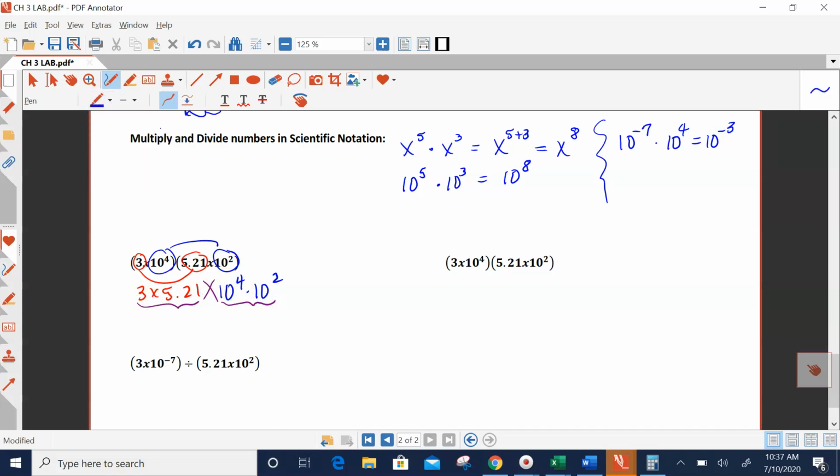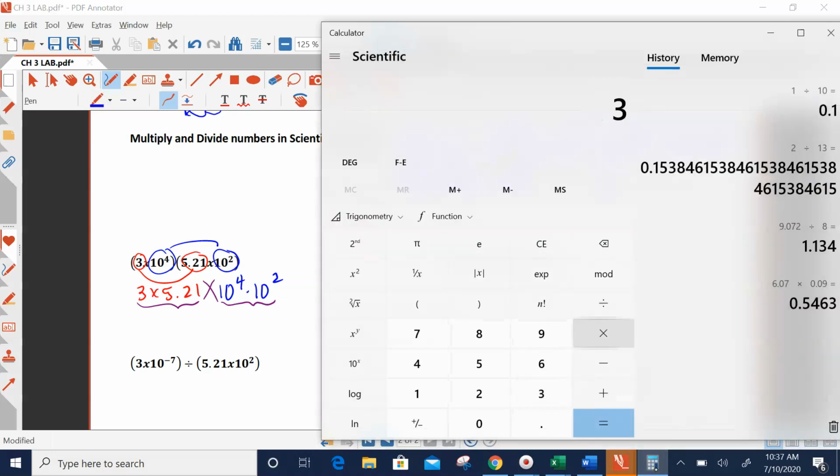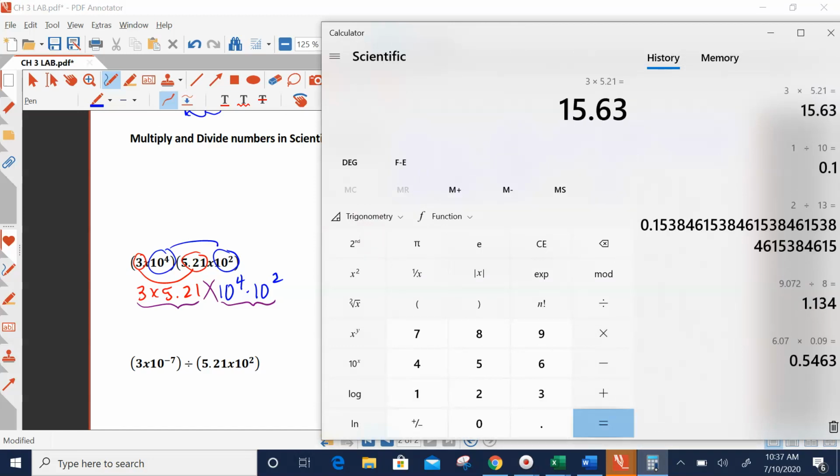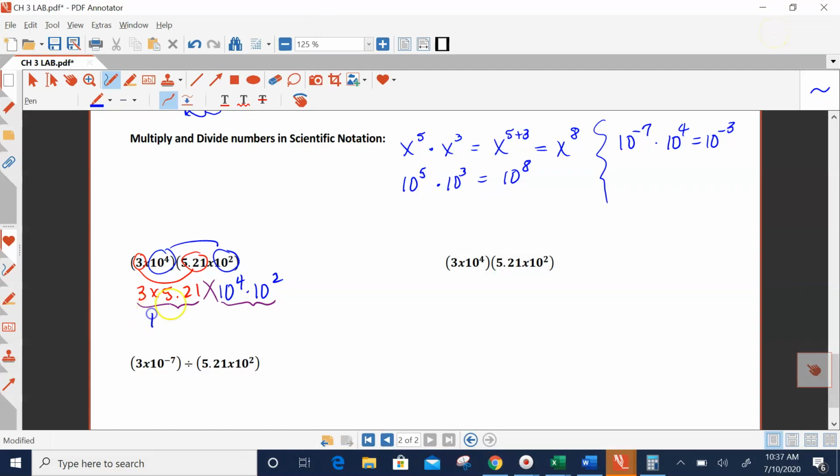So 3 times 5.21. Well, I'm going to go to my calculator and do 3 times 5.21. What does that give me? 15.63. So I get a 15.63 up front, then the second part, 10 to the 4th times 10 to the 2nd, when I add my exponents, I get 10 to the 6th.